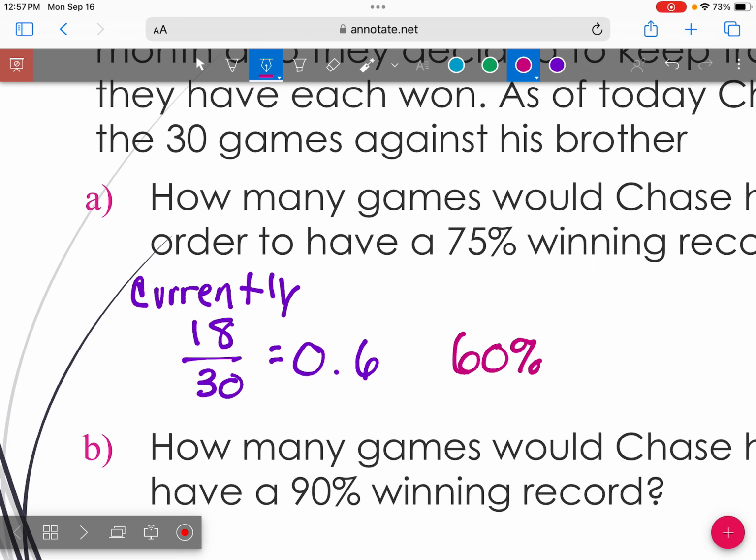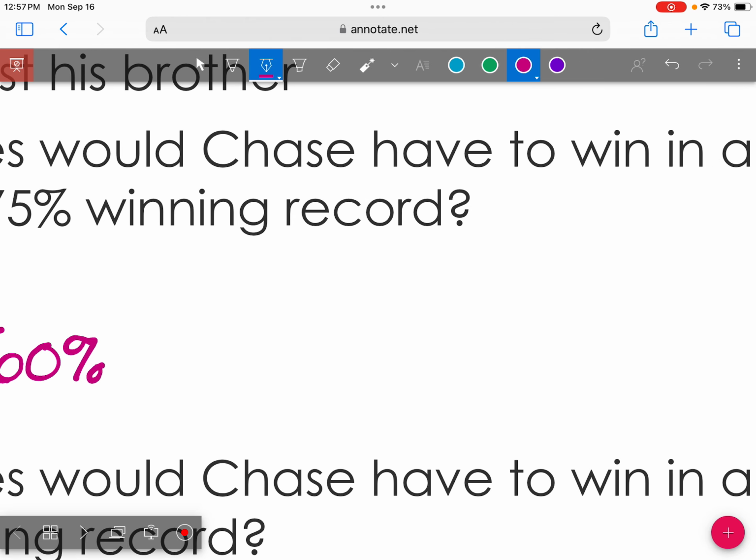So what we want to know is how many games. So that would be our letter. We don't know. You can use G, you can use X, whatever it is. And we're going to set it up the same kind of way.